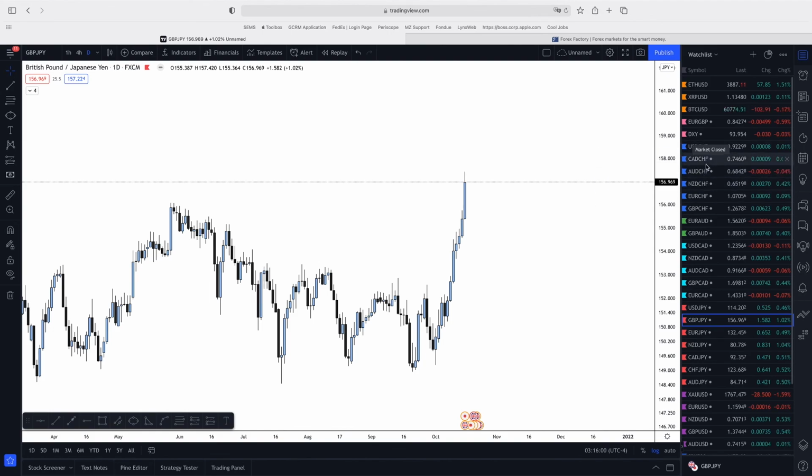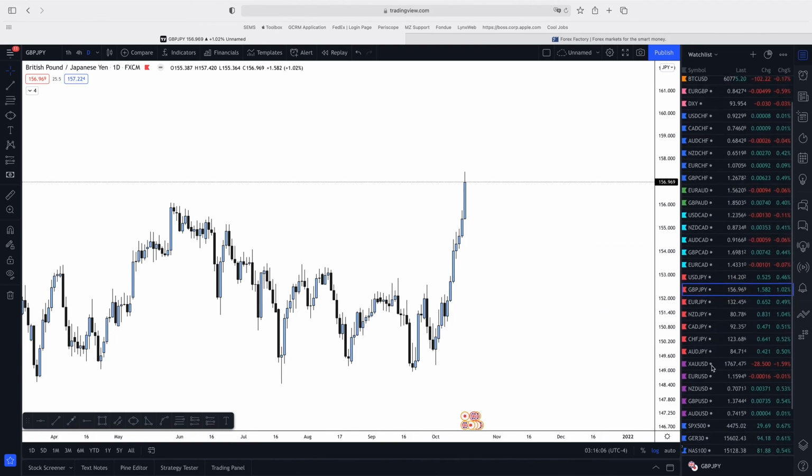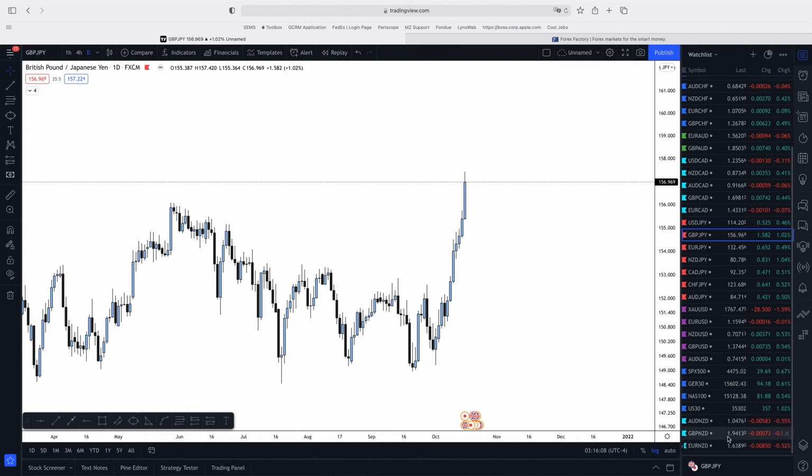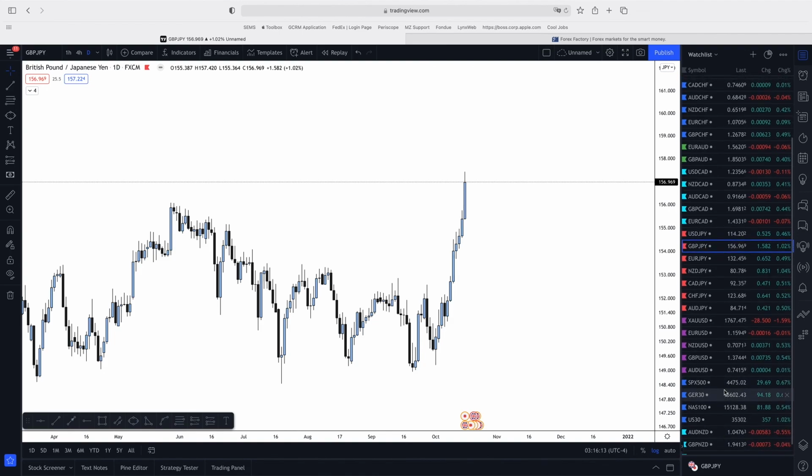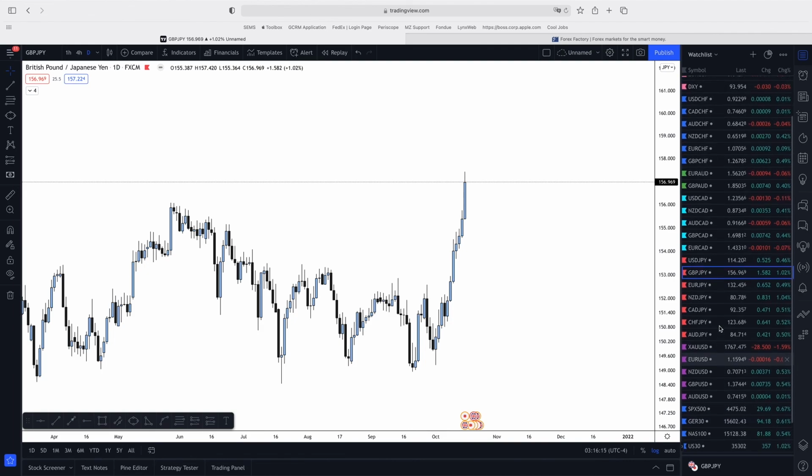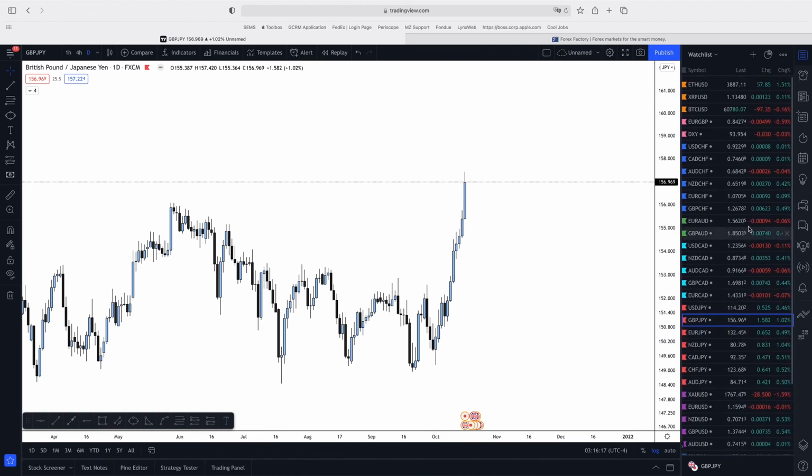So I have all the CHFs, the AUDs, the CADs, the JPYs, the USDs, the indices, and the NZDs. You guys see how I perfectly have them coordinated just like this. And again, y'all can do the exact same thing. If you want to add a currency to your watch list, you go to the plus sign and you can add any symbol that you desire.